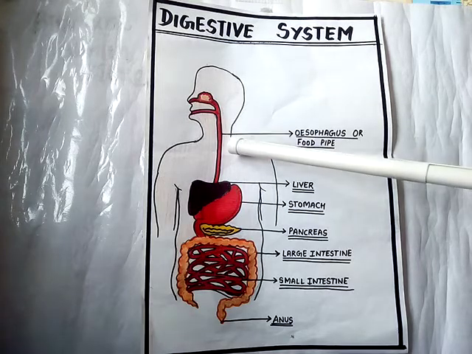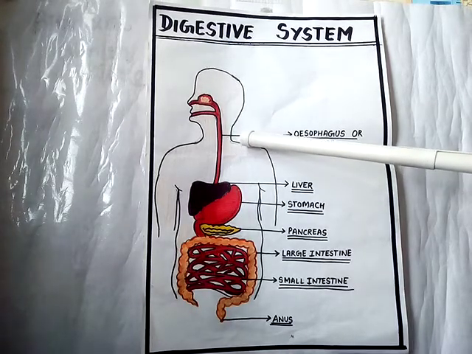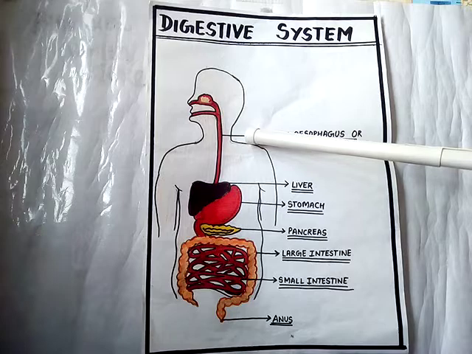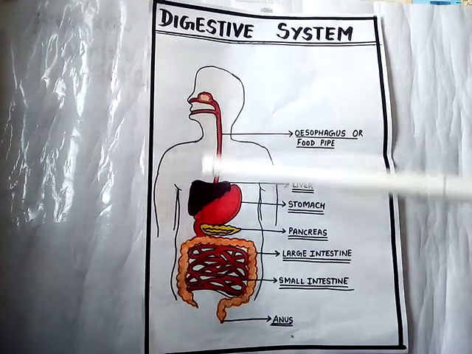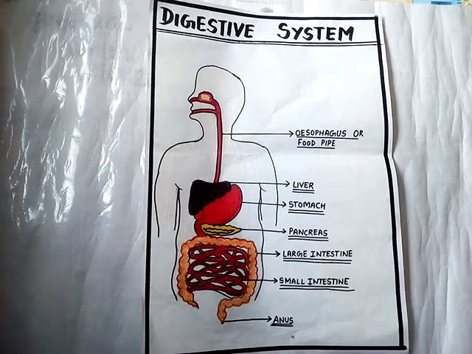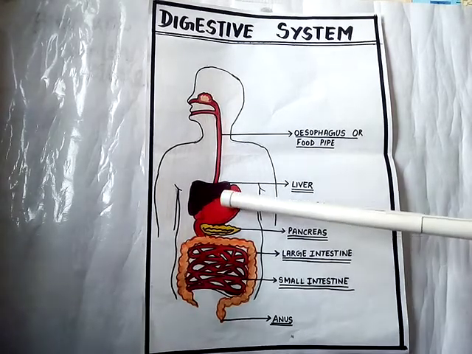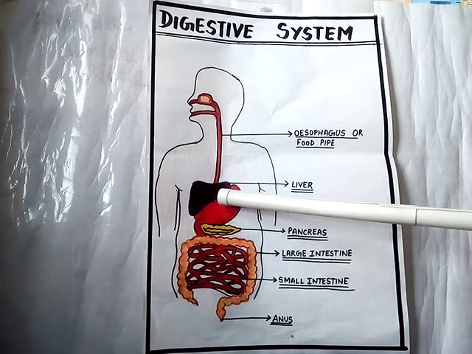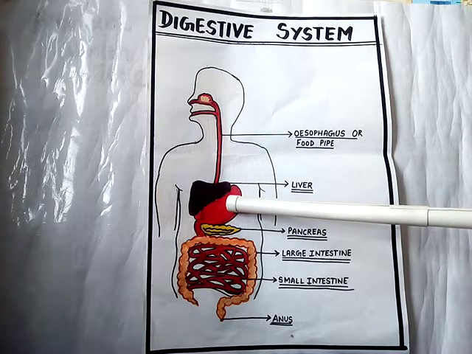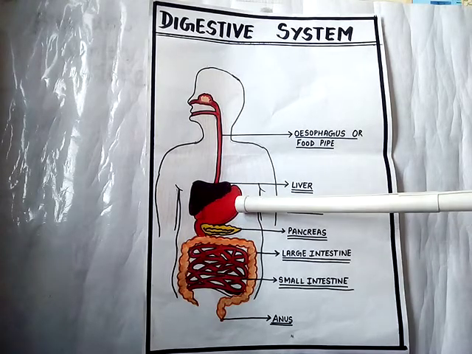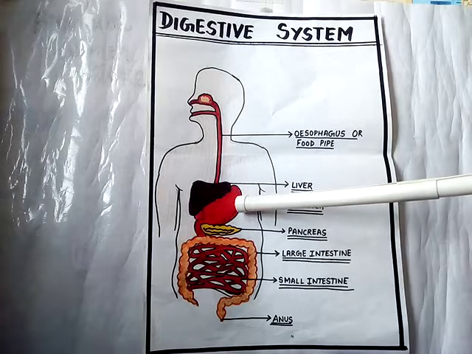It is 8 to 10 inches long. Food passes through the long tube to reach the stomach. The walls of the stomach secrete digestive juices called gastric juices. The gastric juices contain hydrochloric acid, pepsin and mucus.